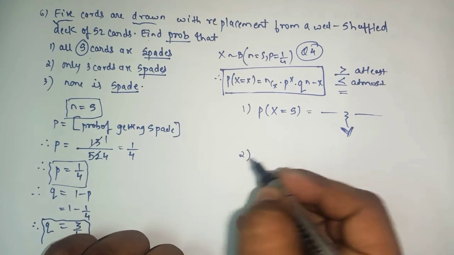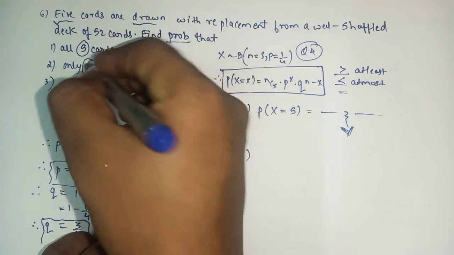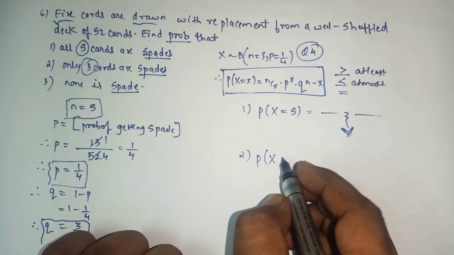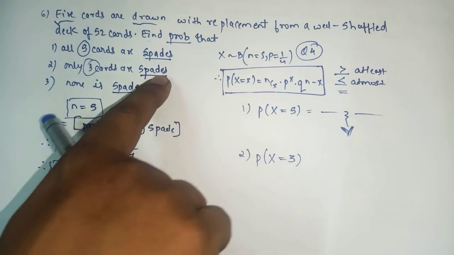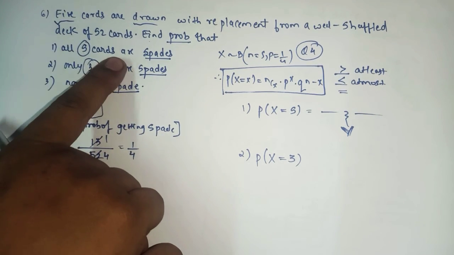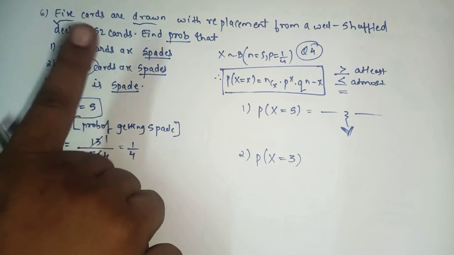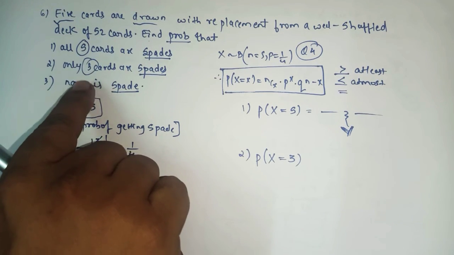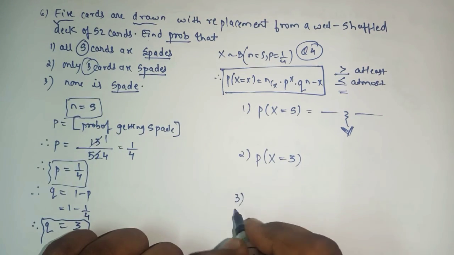Okay, now we'll move on to the second part. Only 3 cards are spade, and here also the 3 is without at least and at most. That means again we have to find for x equals to 3. It means exactly 3. All 5 cards, 5 it's without at least and at most. That means again I will say that the first part is also for exactly. Even the second one is also for exactly. So we'll see the third one, none.